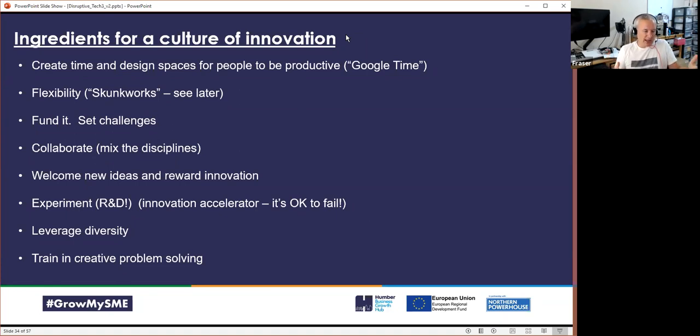I guess the other one I like is allowing people to fail, telling people that they shouldn't be afraid to innovate. And of course, that tends to mean that they need to leverage diversity. So they need to get external people in, they need to circulate amongst professionals that they may not ordinarily meet. And it's kind of like a blending of disciplines, which really, for me, creates innovation.